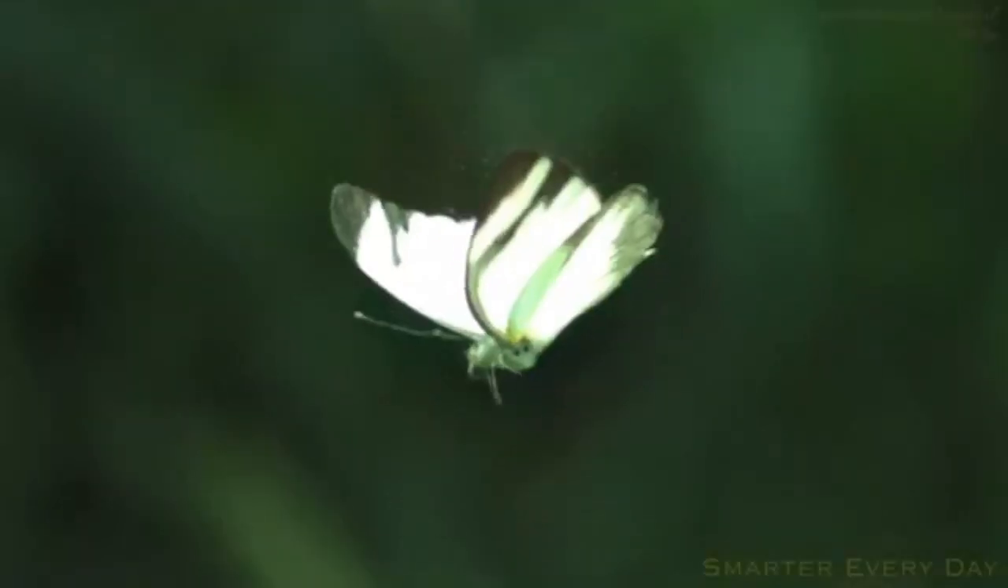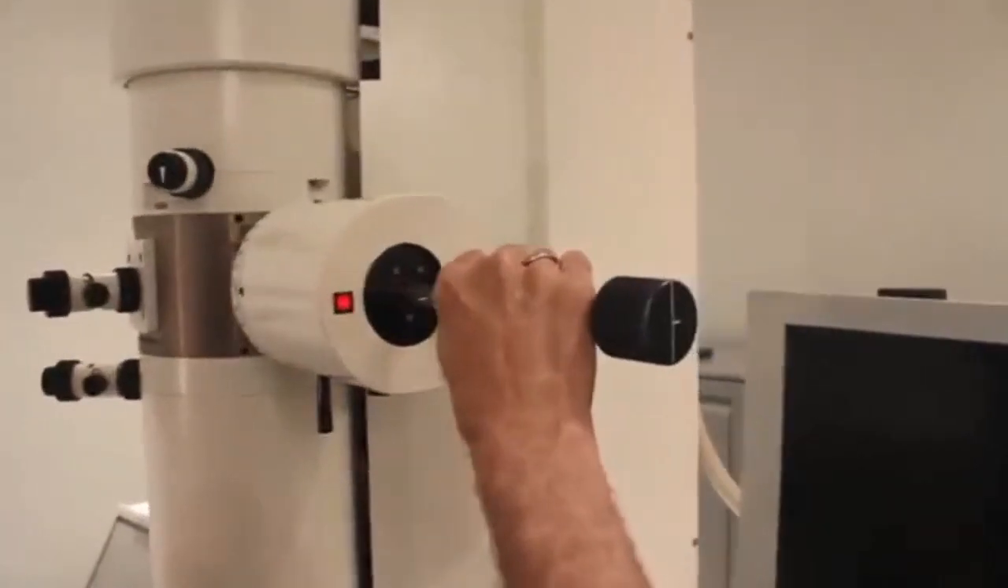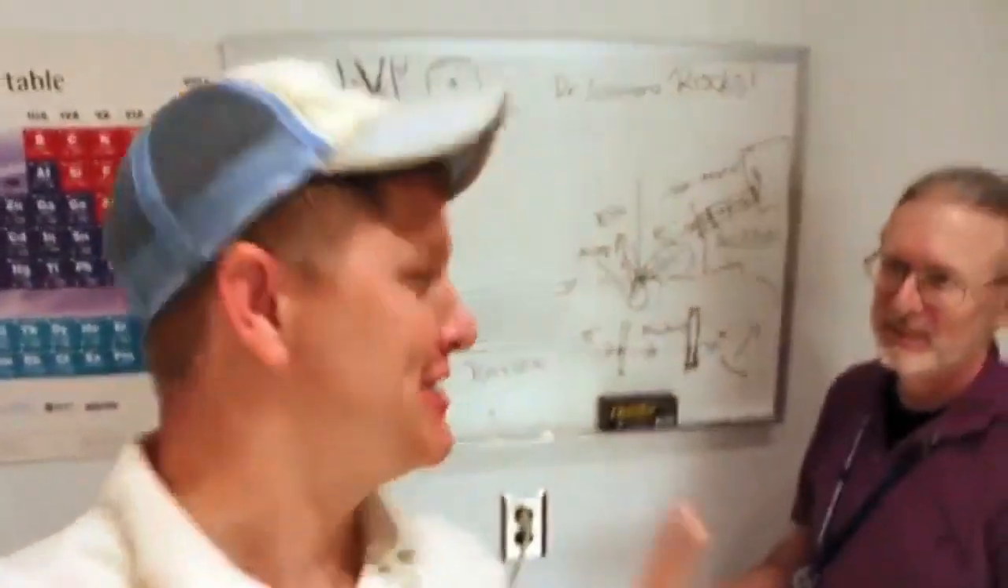So if you watched the last episode, you're aware that these little dust particles are actually scales coming off the butterfly's wings. What we don't know, however, is how are those scales attached to the wing in the first place? Dr. Simmons happens to be an expert microscopist, and he's agreed to give us a little lesson in scanning electron microscopes.